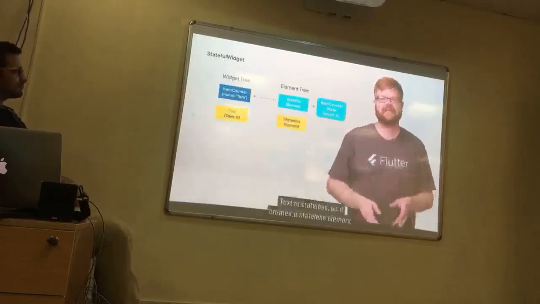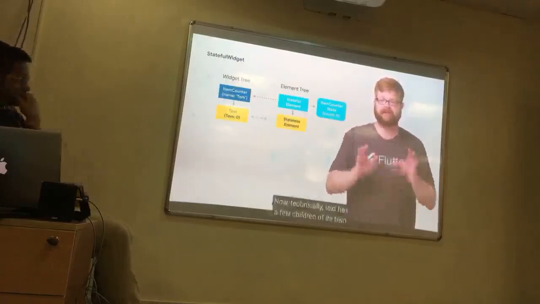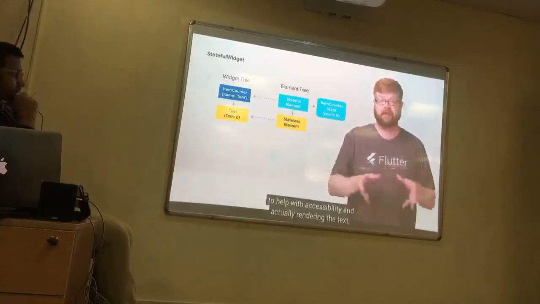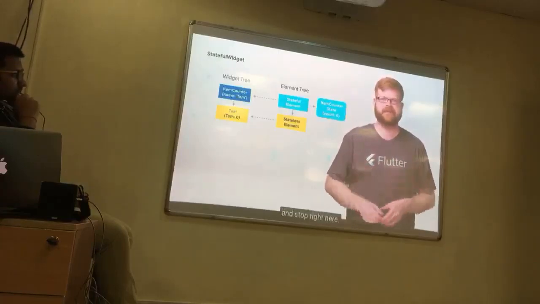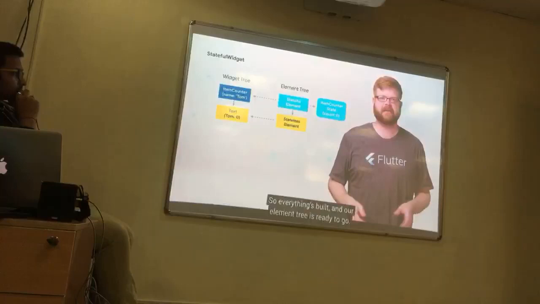Text is stateless, so it creates a stateless element which gets mounted in the tree. Now, technically, text has a few children of its own to help with accessibility and actually rendering the text, but for this example, I'm just going to keep things simple and stop right here. So, everything's built and our element tree is ready to go.